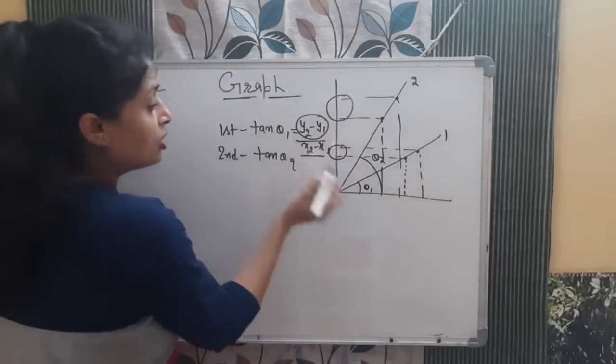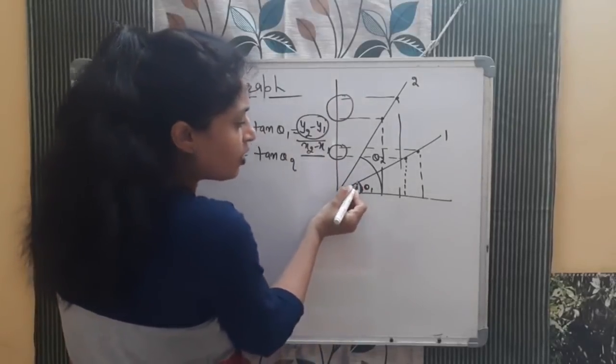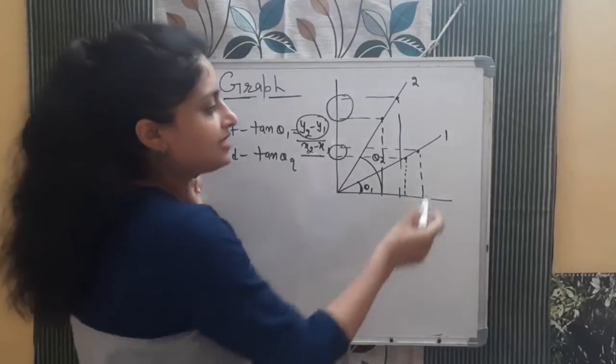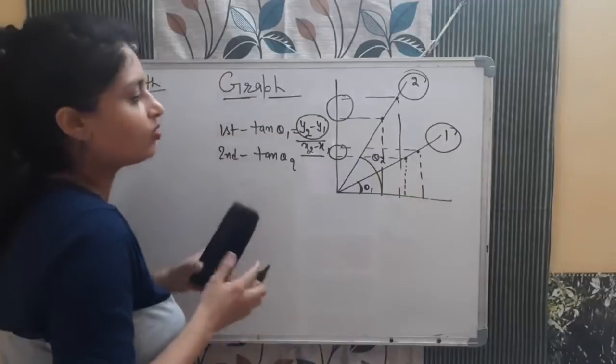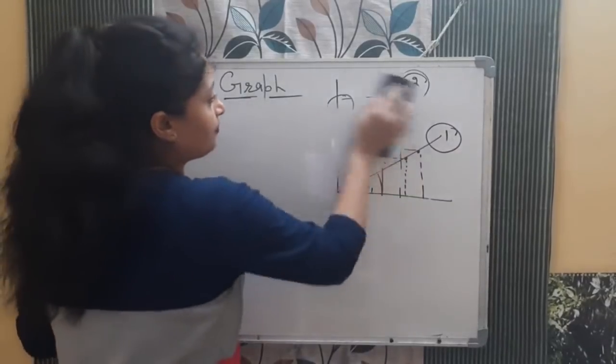Okay, remember this thing. Simply remember, the smaller the theta, the smaller the value of the slope. So we can simply say the slope for this one will be lower than the slope for the second part. Okay, so you can compare that also.